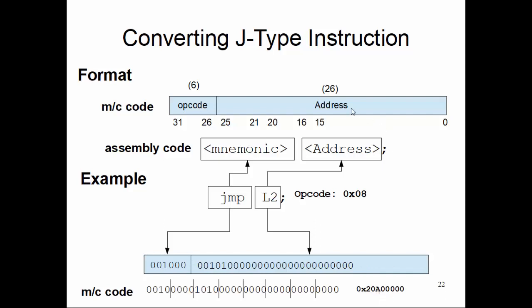So what we discussed so far is an assembler: how it generates machine code for the program. It's pretty much straightforward. You look for the mnemonic, you know the code, you know what type it is, then you look for the other fields to fill up the bits in those positions.